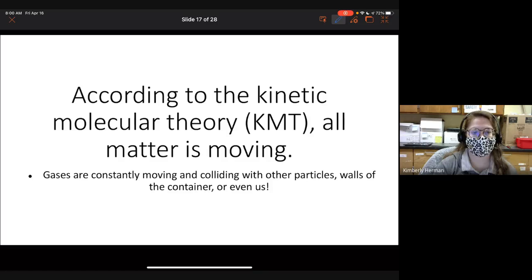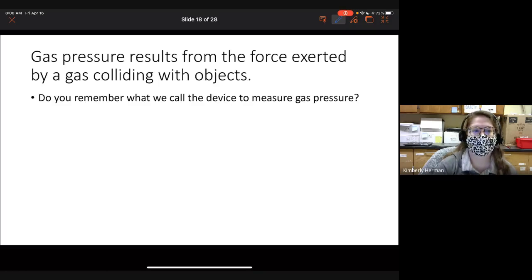Now, gases are constantly moving, colliding with other particles, the walls of containers, and even us as they're going through it. So, gas pressure is the result from the force exerted by gas colliding with those objects. Remember the walls, other gas particles, and even you. Do you remember what we call the device to measure gas pressure?